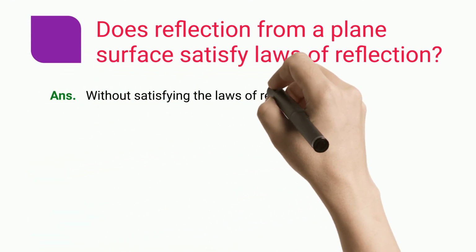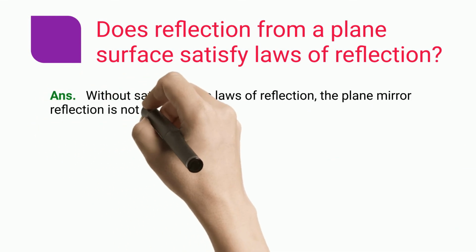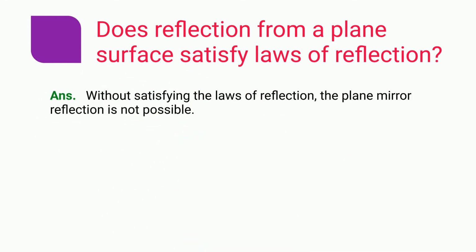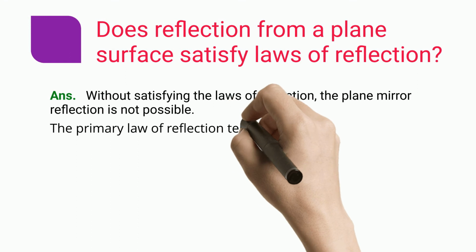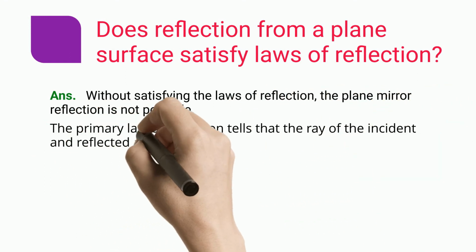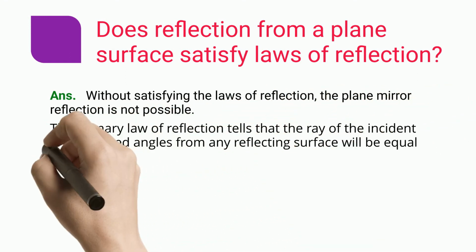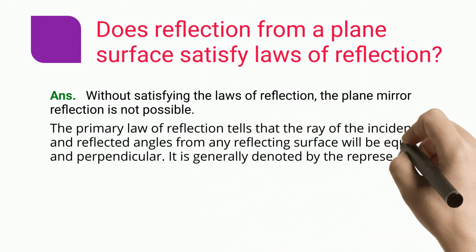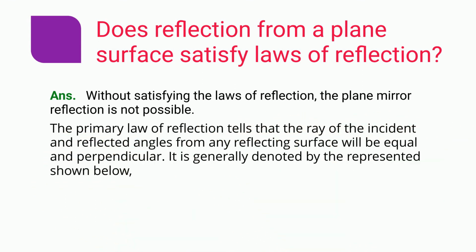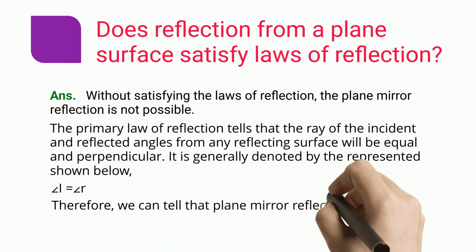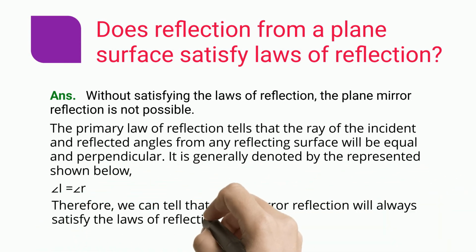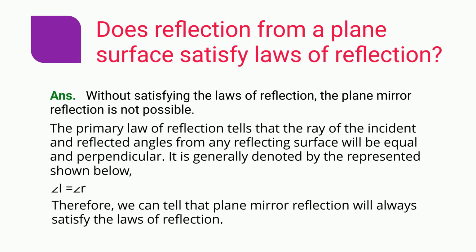Does reflection from a plane surface satisfy the laws of reflection? Without satisfying the laws of reflection, plane mirror reflection is not possible. The primary law of reflection tells that the angles of the incident and reflected rays from any reflecting surface will be equal. It is generally denoted by the representation shown below: i equals r. Therefore, we can say that plane mirror reflection will always satisfy the laws of reflection.